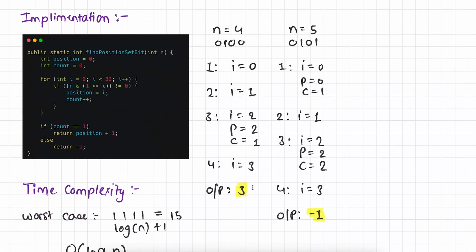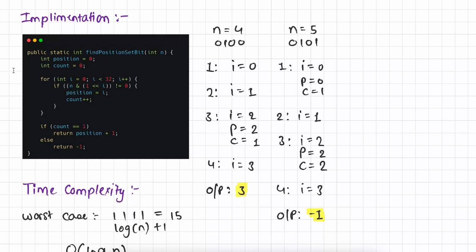Let's see the implementation of this brute force approach. In this approach we have a function. This function takes n as input and we initialize two variables, one for position and one for count, and then we simply run a loop 32 times for each bit in a number, because integers are represented by 32 bits, and in each iteration we check if the bit is set or not. So we check if the first bit is set or not, then we move on to the second bit, then the third bit, and so on and so forth.